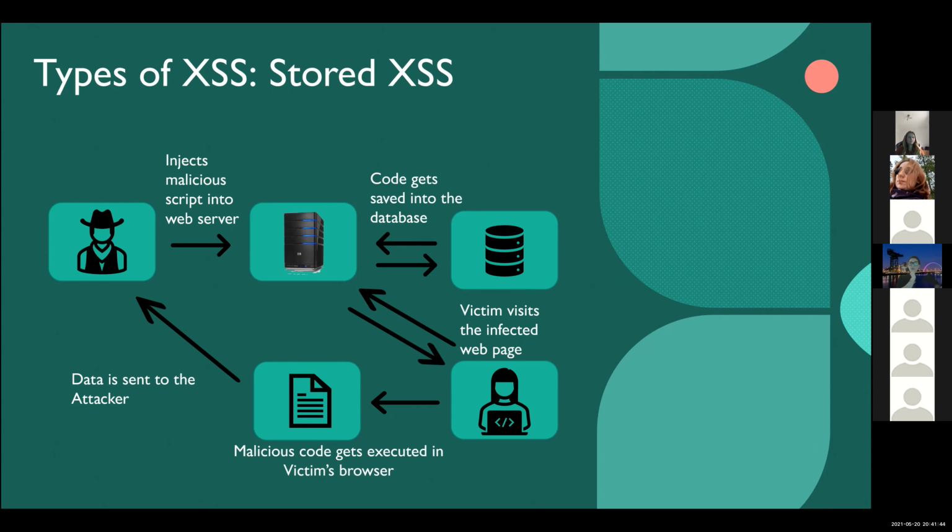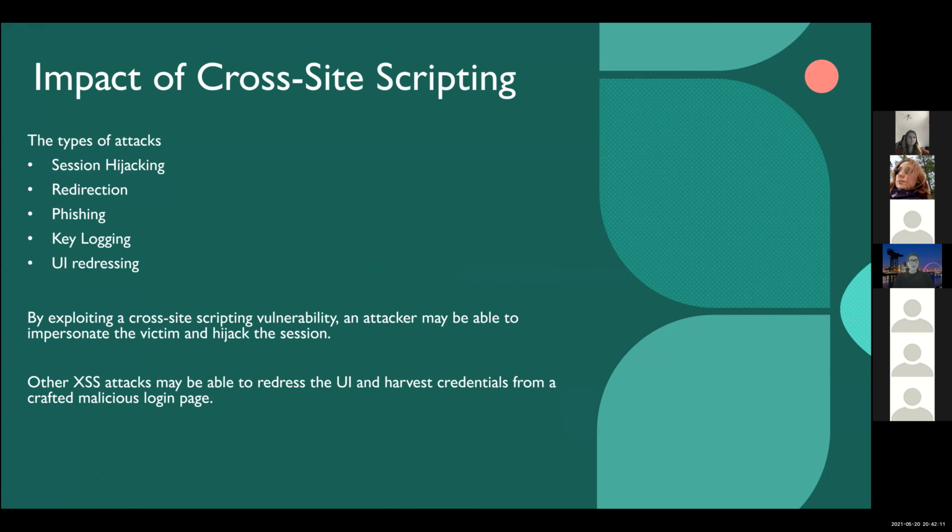So the difference between this one and the DOM cross-site scripting that we looked at earlier is just that this one is stored in the database, waiting for the victim to visit the infected web page. And then as soon as they make a call for data from that database, the code is executed and the attacker gets the data as they're looking for. So that's that example. What is the impact of cross-site scripting?